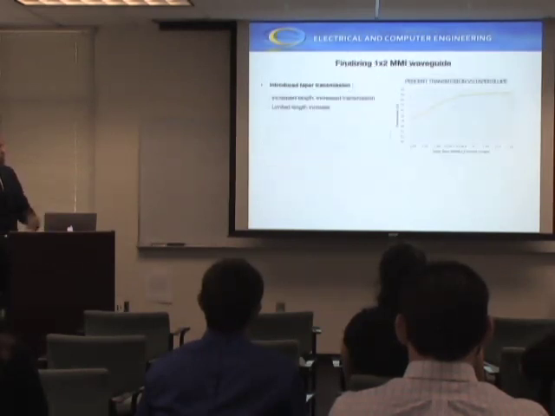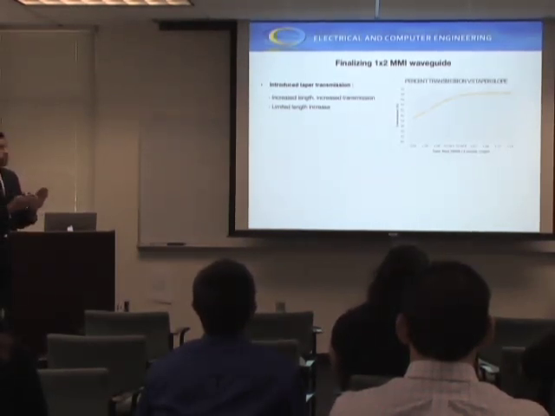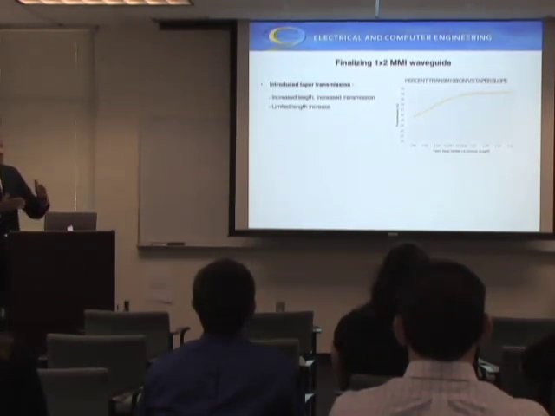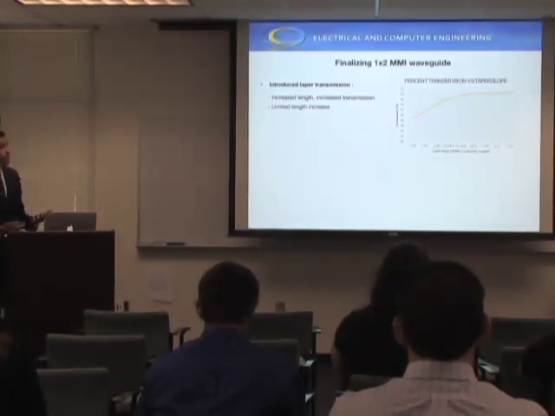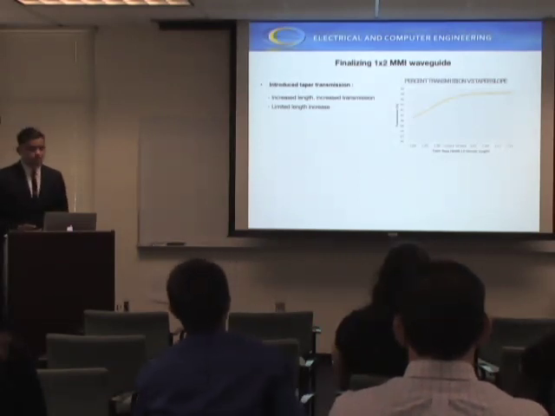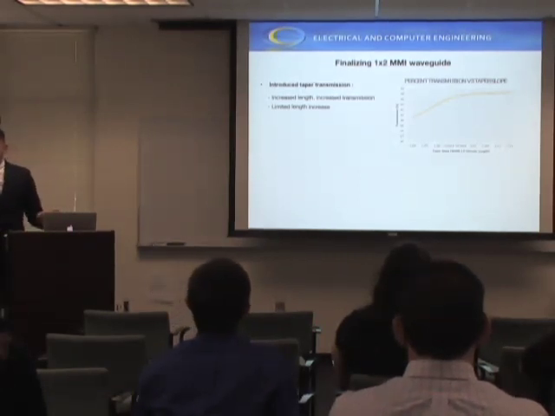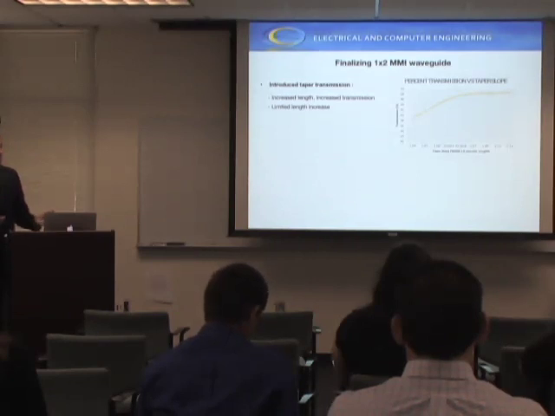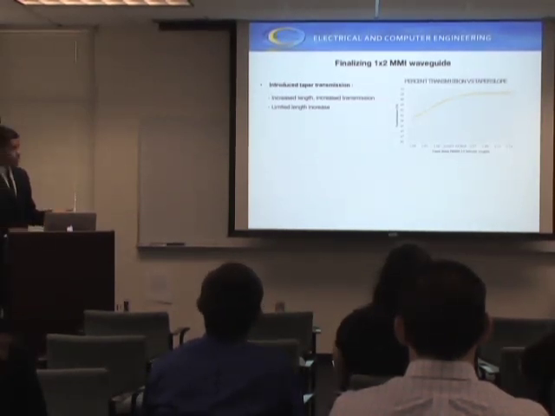So moving on, after using a determined width, I then started adjusting the length of the MMI, of the input and output waveguides and tapers, effectively decreasing the slope with an increase in length. And we can see here that an increase in length also increases the transmission of the MMI. But again, this increases the overall footprint of the waveguide, so we need to have a balance between that.